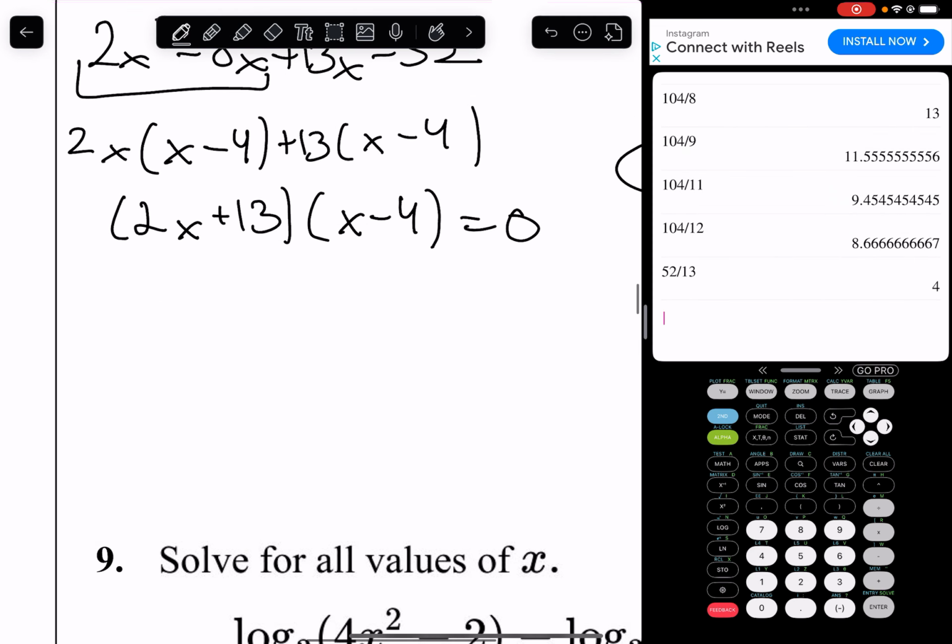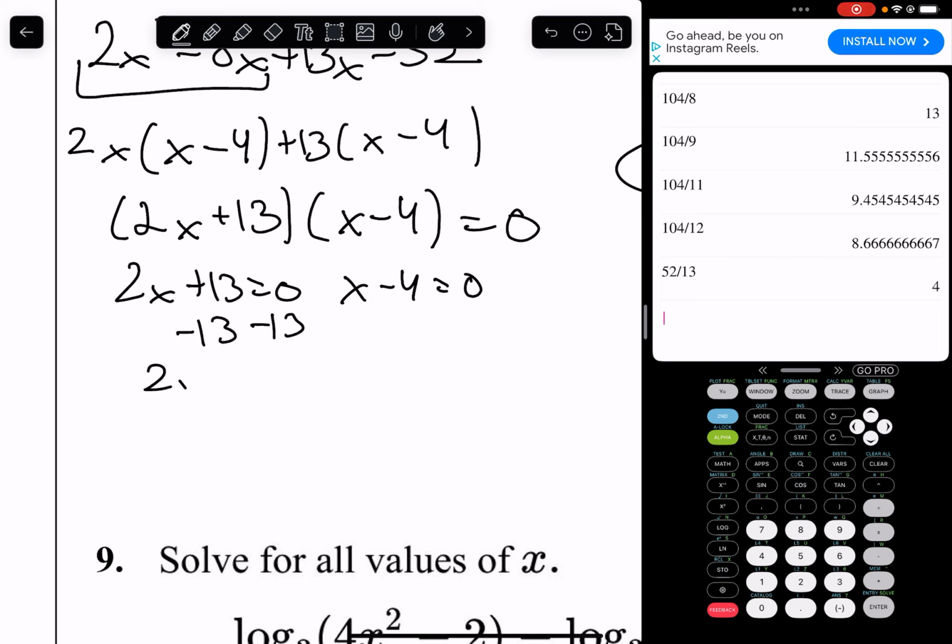We can go ahead and solve these. So we get 2x plus 13 equals 0. X minus 4 equals 0. We're going to subtract 13 from both sides. We get 2x equals negative 13. We divide by 2, and we get that x is negative 13 over 2. Then we add 4. We get that x is equal to 4.